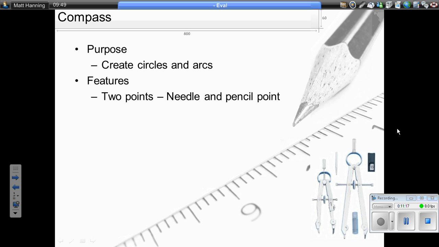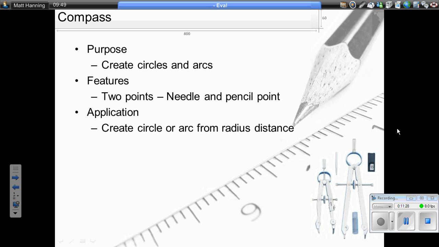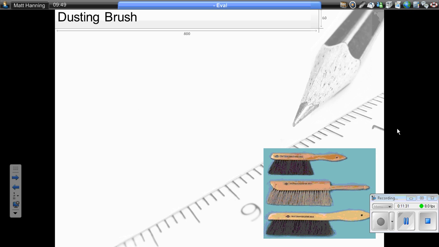Please use the tip. Put the tip where you're going to mark your center. You're going to take your lead and scribe your circle or your arc. And that's it. I do not want to see any red on that tip. Compasses create circles and arcs. You need a radius distance.